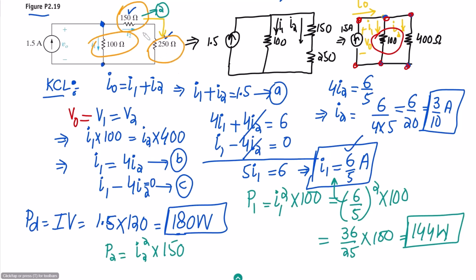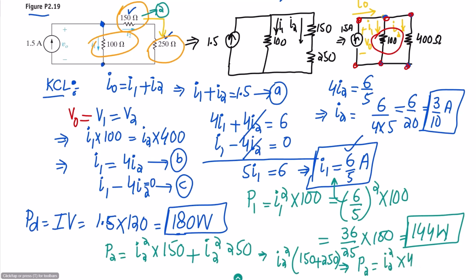So as these two are connected in series, therefore I am taking them here as well, plus I2 square, because the same current is flowing through both of them, so it will be 250. Let me take this one out. So I2 square multiplied by 150 plus 250. From here we will get P2 is equal to I2 square into 400. Let me move down somehow to solve it.